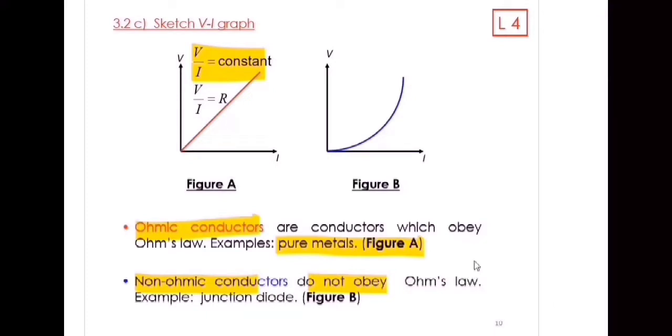So for us to identify whether a conductor is ohmic or non-ohmic, we can look at the graph. If the graph shows it's directly proportional, we call it an ohmic conductor. Whereas if the graph is not directly proportional, it is a non-ohmic conductor. For it to be an ohmic conductor, the voltage and the current have to be directly proportional.